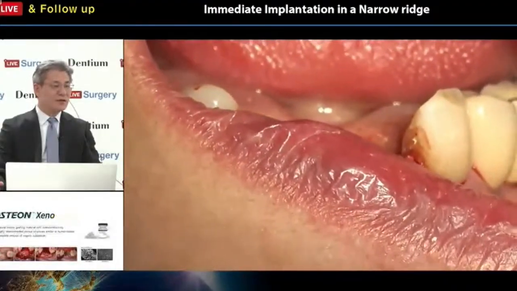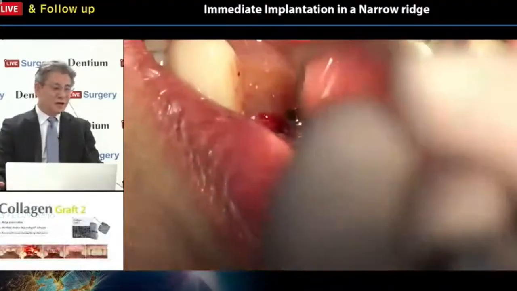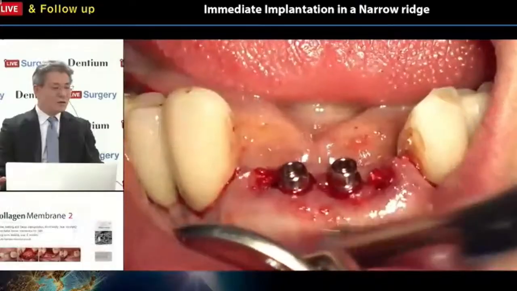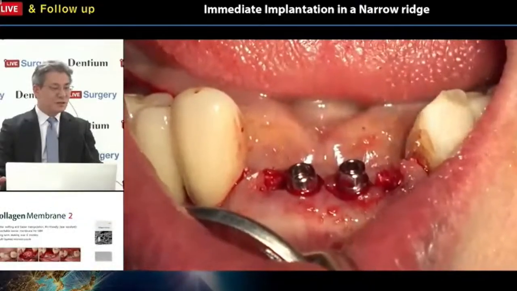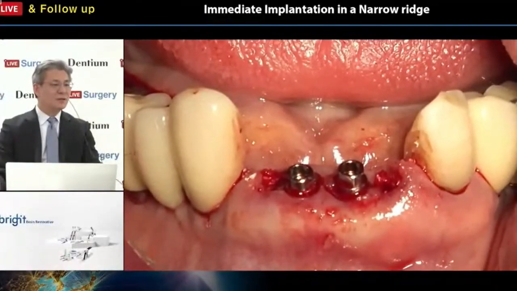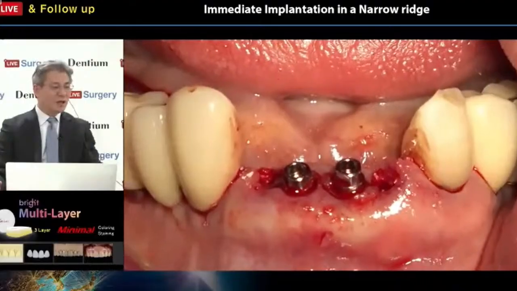Okay, very nice, well done. Yeah. The height is good, and the direction is good. Yeah, three-dimensional positioning is good.